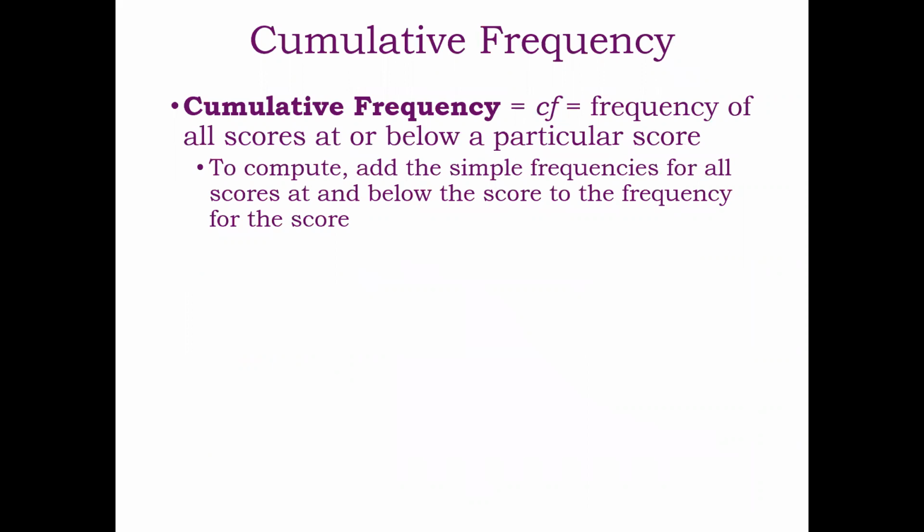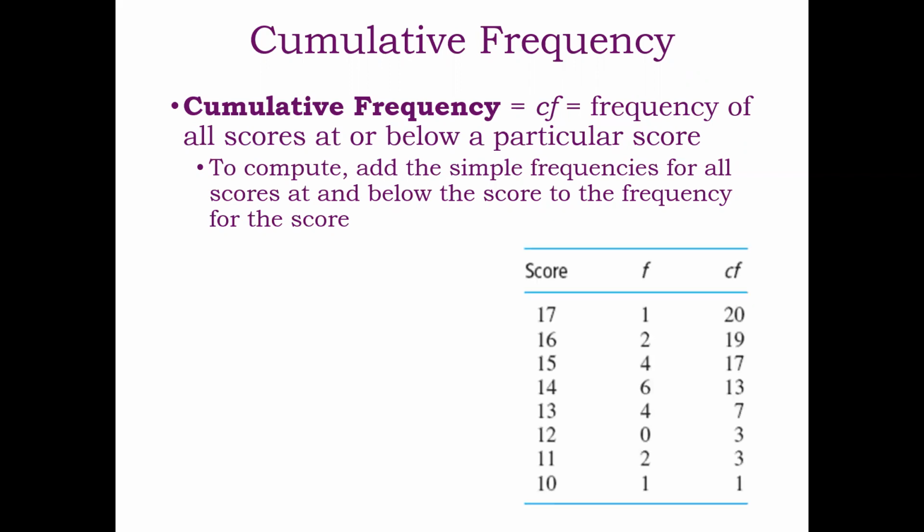Right, moving on to cumulative frequency. Cumulative frequency is just the frequency of all scores at and below a particular score. To compute, you add the simple frequencies for all the scores below the score to the frequency for the score. So this includes the score. Sometimes people get a little confused here. So let's look at this a little bit.